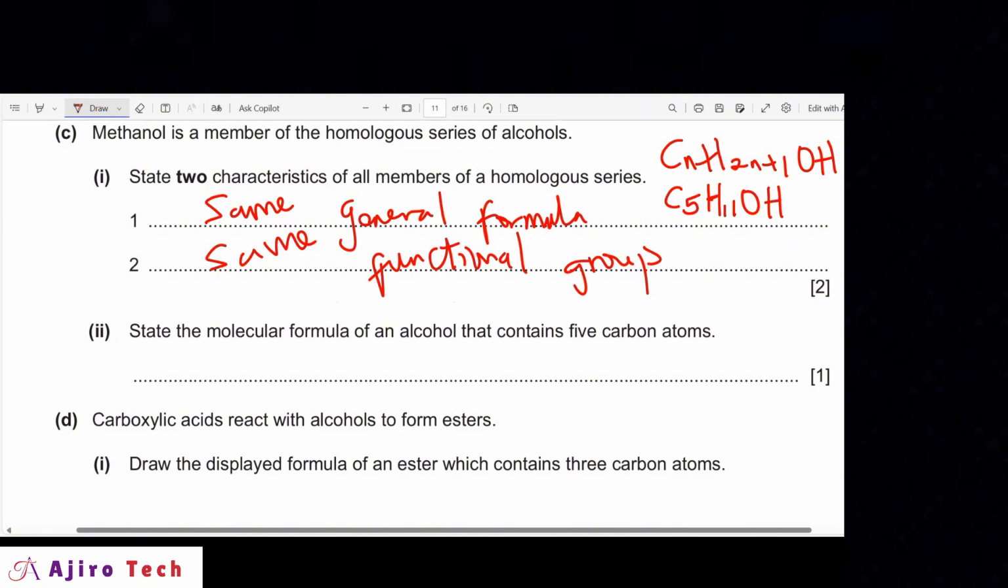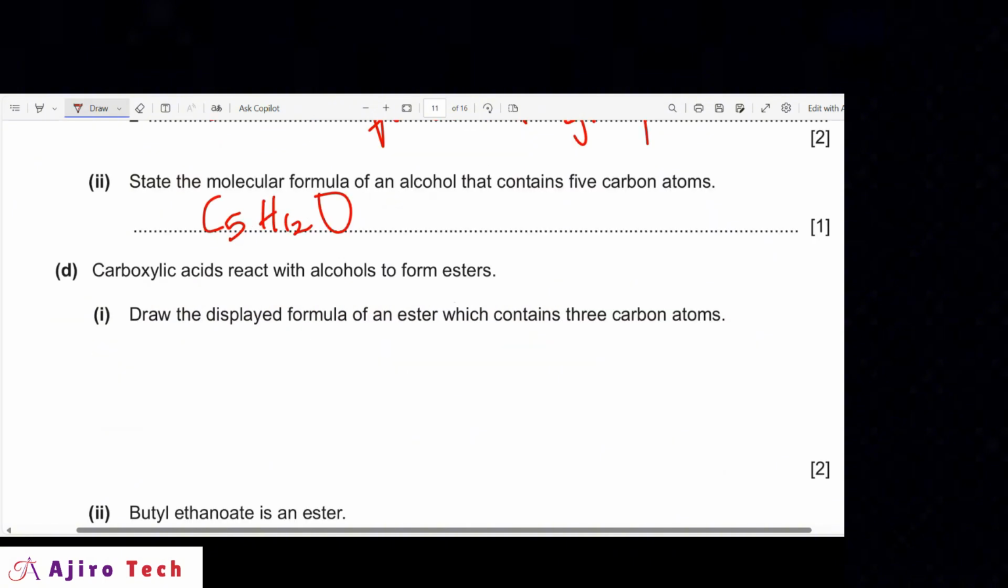So let's calculate how many carbons there are. We have 5 carbons, automatically 5. So how many hydrogens do we have? We have 11 plus 1 there, that's 12 hydrogens. And then how many oxygens? Just 1. So this is how to get the molecular formula. Just calculate the actual number of atoms.